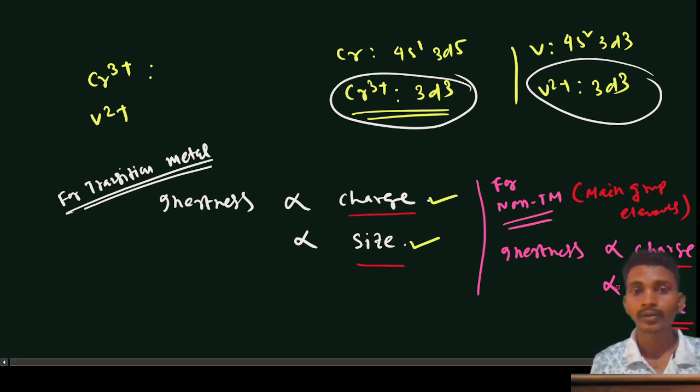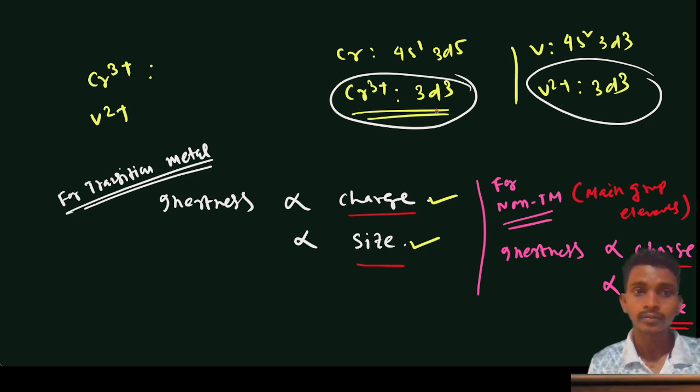Okay, so for transition metal complexes, it is directly proportional to charge as well as directly proportional to size. Here in both the cases the size is nearly the same, and the difference is charge. Both the cases are d3, so both are inert. Now we have to compare which is more inert.